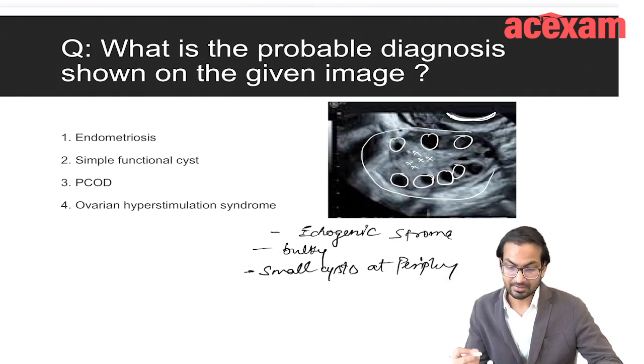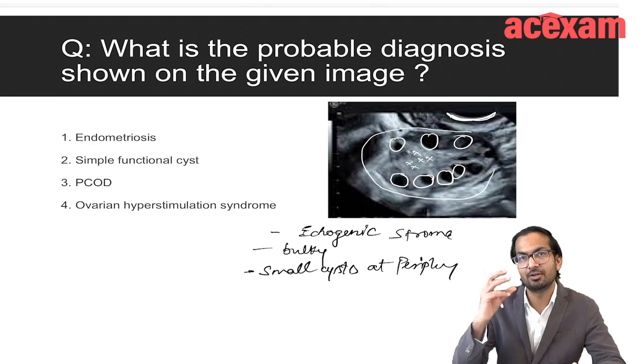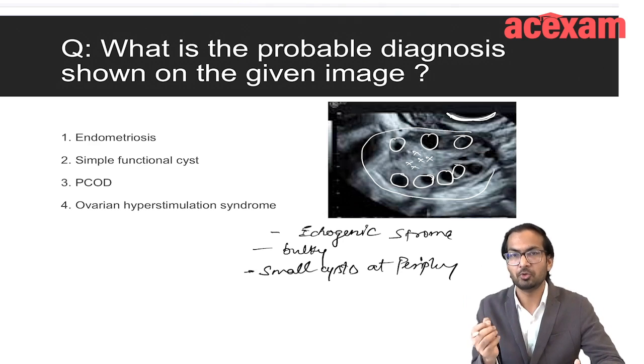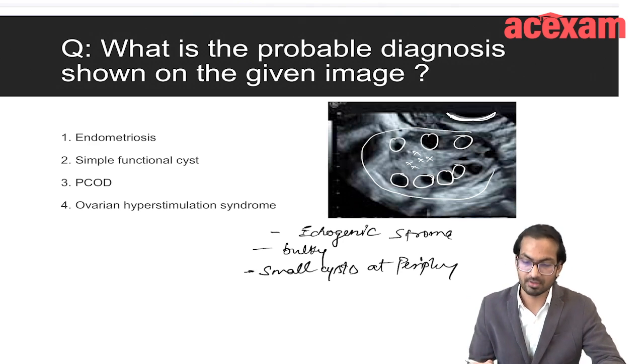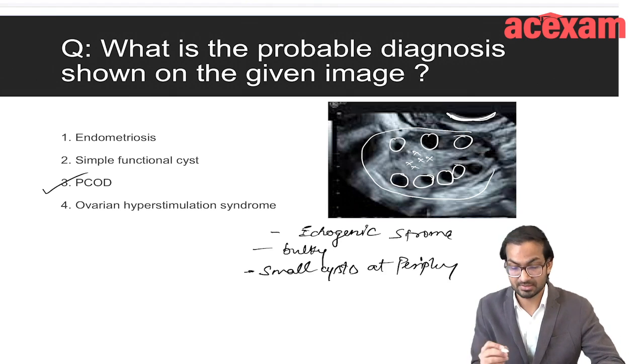These three are the classical features of what? Where do you see these three classical features? That ovary is swollen, the stroma is echogenic, and there are multiple tiny or small anechoic cysts arranged along the periphery of the ovary. This is classical of polycystic ovarian disease.